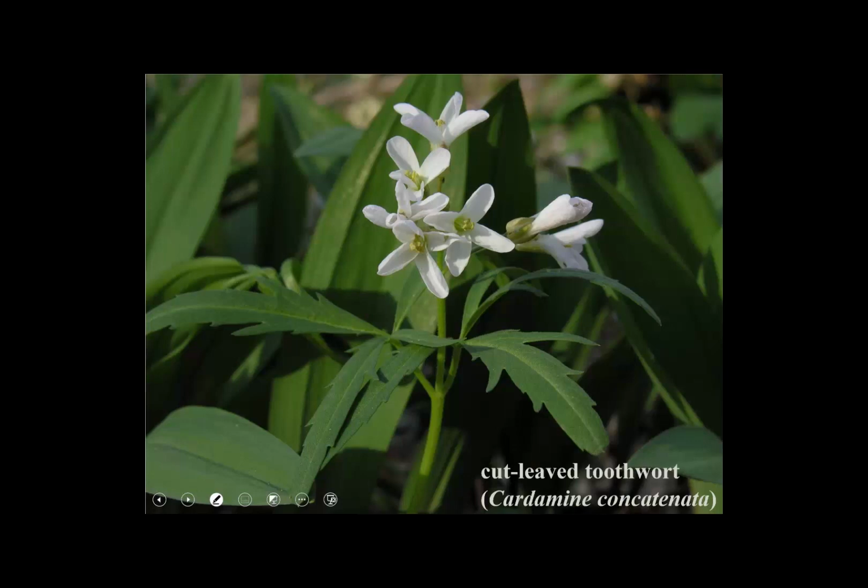This is a lovely native wildflower called cutleaf toothwort, Cardamine concatenata. And this has compound leaves, which are sort of toothy. It's a spring wildflower. It's very abundant in April. And you can see the typical mustard family features. 4 sepals, 4 petals, 6 stamens, 4 long and 2 short.